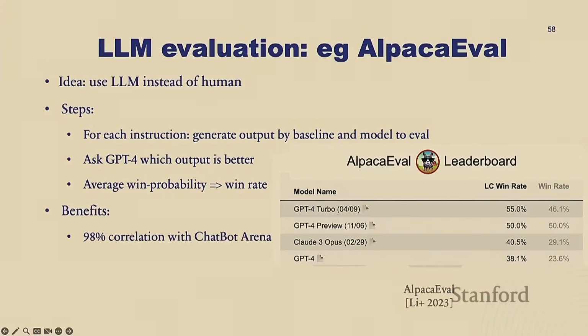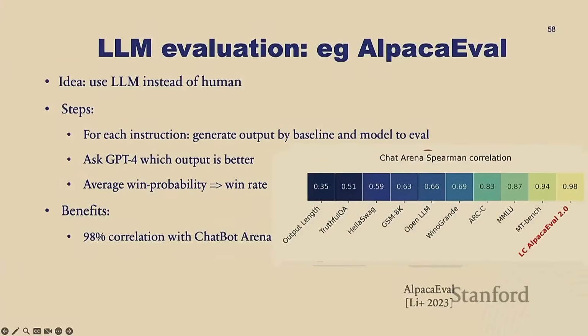The benefit of this is that we get 98% correlation with Chatbot Arena, so very high correlation with humans. This is a comparison of correlation with other benchmarks, and it takes less than 3 minutes and less than $10 to run, so it's pretty cheap.